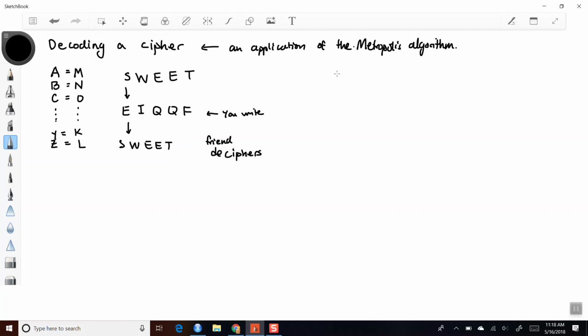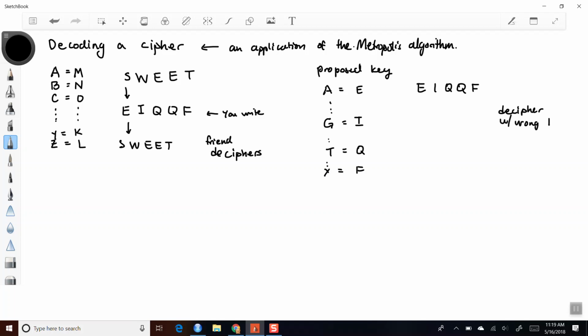And so how are you going to solve this, right? You might say, okay, here's a proposed key. Maybe the letter A got mapped to the letter E, and maybe the letter G got mapped to the letter I, and maybe T got mapped to the letter Q, and X got mapped to the letter F. So when you see E I Q Q F and you decipher with the wrong key, going backwards you get A, G, T, T, X. And you go, huh, that does not seem correct, right? This is not the right answer, okay?